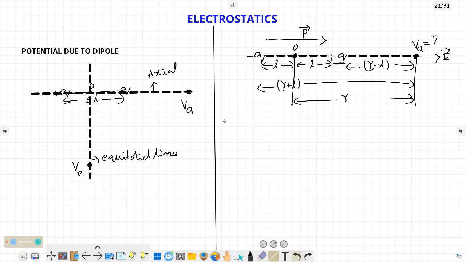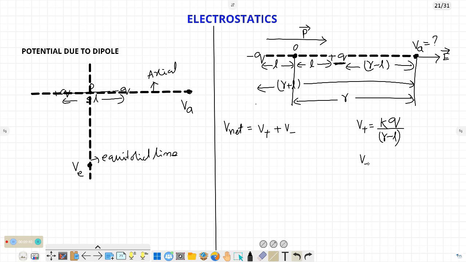So due to both the charges, the total potential at that point is equal to, potential is a scalar quantity, so the potential is equal to the potential due to the positive charge plus the potential due to the negative charge at that point. Now what is the potential due to the positive charge? The formula is 1 by 4 pi epsilon naught, q by r, which I am writing as k into q by distance. What is the distance? r minus L is the distance. This is the potential due to the positive charge at this point.